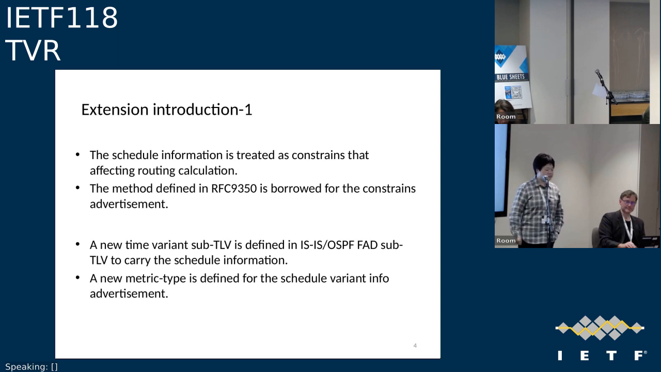Next, please. So this is an extension, but it's simple because we just treat the schedule information as constraints that will affect the routing calculation. We borrow the method defined in RFC 9350 for this constraints advertisement. So we just add a new time variant sub-TLV in IS-IS or OSPF FAD sub-TLV to carry the schedule information. And also we define a new metric type for the link or cost advertisement.